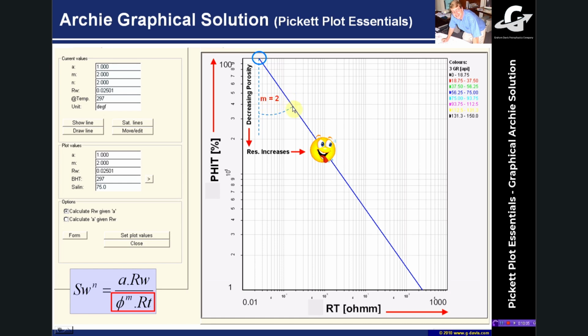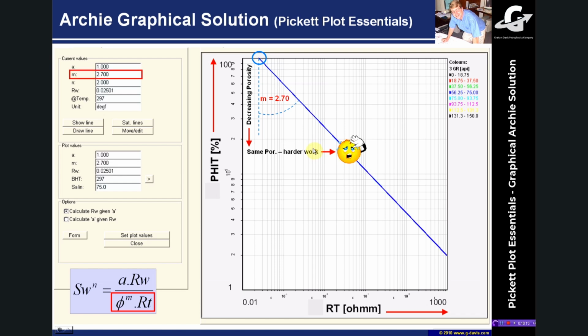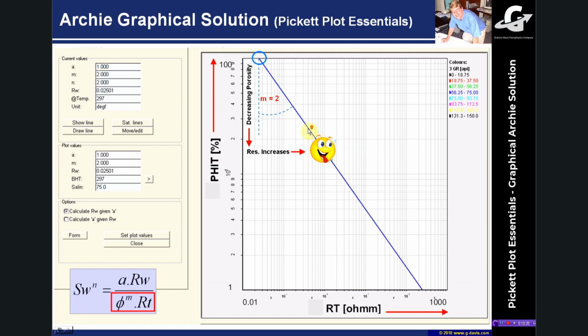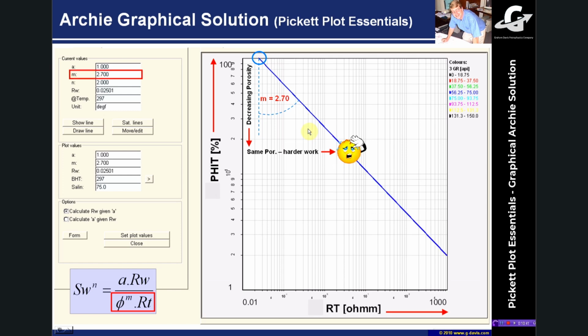The harder the work that we have to do, the more resistive, the higher the resistivity. So if we keep this porosity fixed and we increase the work rate, if you like, this is a higher M, a higher cementation of 2.7. What I'm saying here is that for the same amount of porosity, we've had to work a lot harder to get here. So the rate of change of resistivity is higher. So this is a higher Archie M gradient. So that's harder work. For any given decrease in porosity, we've had to work a lot harder. The resistivity has increased much more.